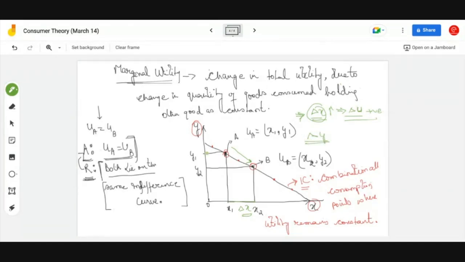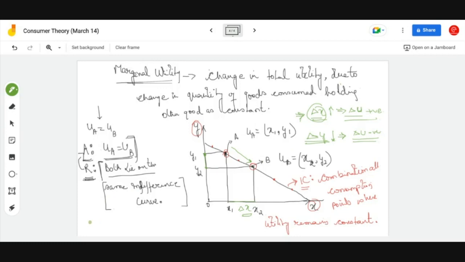Now, we are coming from this point to this point. So tell me whether you are increasing the consumption of good Y or decreasing the consumption of good Y. Decreasing the consumption. This means the change in total utility will be negative or positive when you keep good X as constant? Negative. So delta U will be negative. Right?